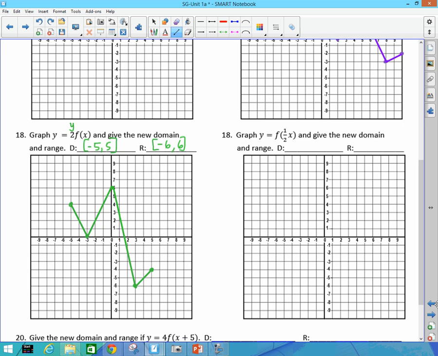Okay? All right, last one where we have to graph. 1/2 affects the x because it's inside the parentheses. So my domain is going to change, but my range is not. -3 to 3. Domain, we do the opposite. So multiplying by 1/2 is the same as dividing by 2. And the opposite or undoing that is going to be multiplying by 2. So I'm going to multiply my domain values by 2, which is going to give me -10 to 10.